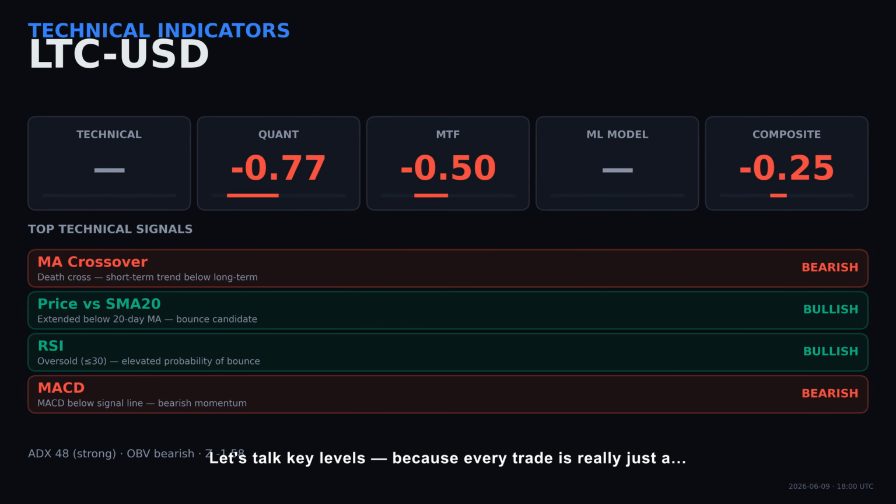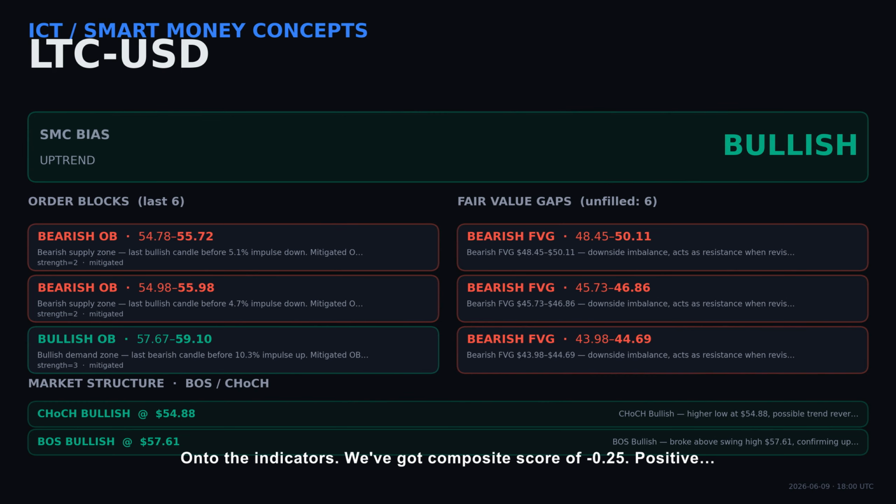On to the indicators. We've got composite score of 0.25. Positive numbers lean bullish, negative numbers lean bearish. And what you're really looking for is agreement across multiple boxes, not just one indicator screaming. ADX is at 48, and that tells us we're in a strong trend regime. Important because some strategies only work when ADX is above 25. On-balance volume is bearish. That's a sneaky good way to spot whether the smart money is buying or selling underneath the price action.